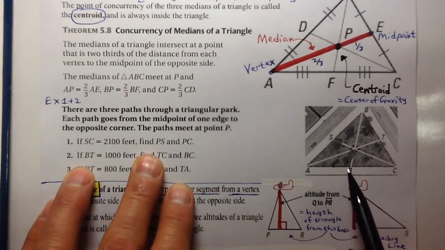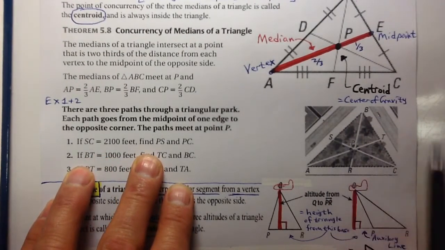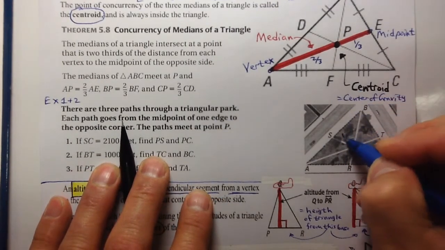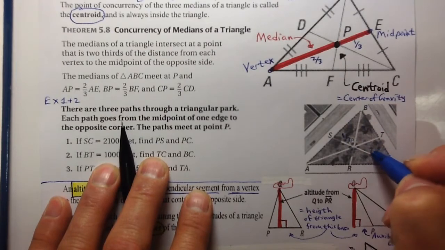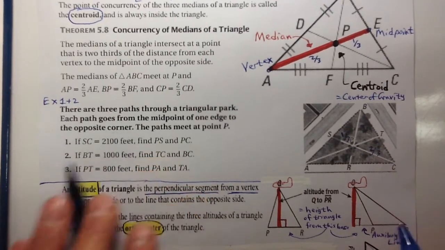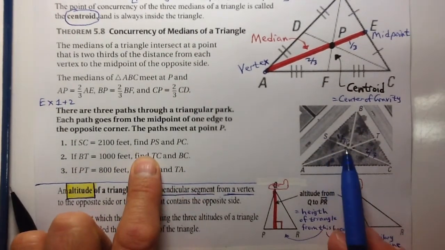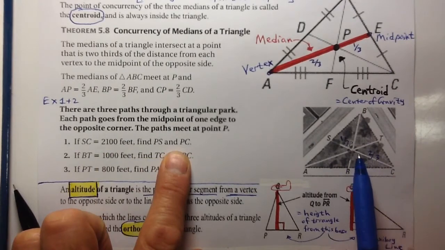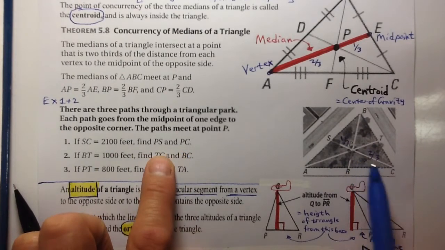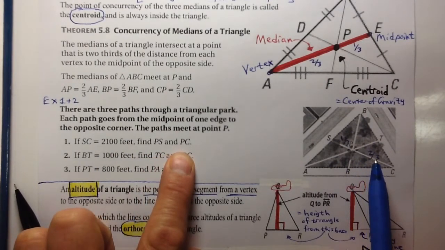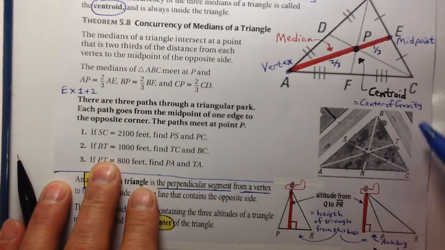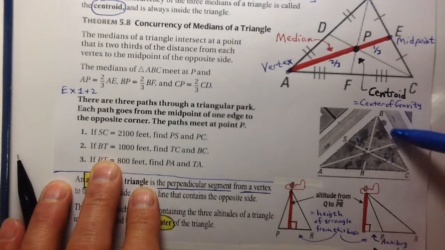Then find PS. So PS is going to be 1/3. So what I would do is put 1/3 here and then 2/3 there. And so to find PS, you're going to multiply 1/3 times the entire length. And then to find PC, you multiply 2/3 times the entire length. Okay? And then here BT is 1,000 feet.